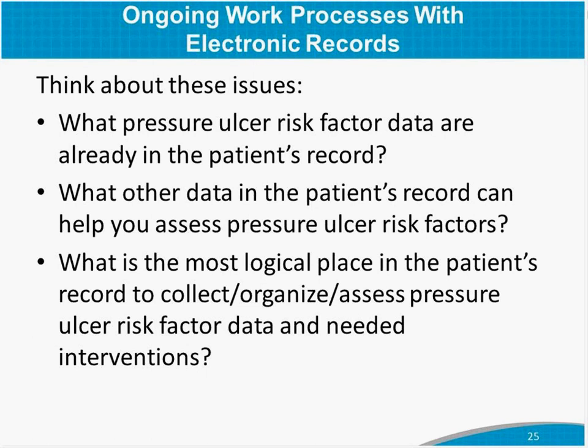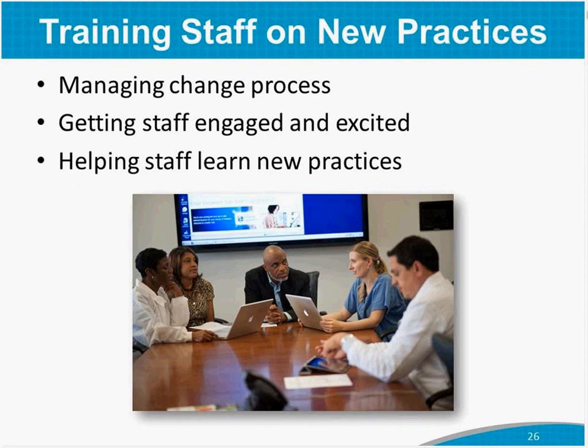The data in the patient's record can help you assess risk factors. For instance, you can take a look at the medication profile. You can take a look at comorbidities and patient history from the H&P that would alert that there were skin problems. And how can I put it in a logical flow so that people will be more apt to collect it and organize it? So having one form for all this information is usually best in most hospitals.